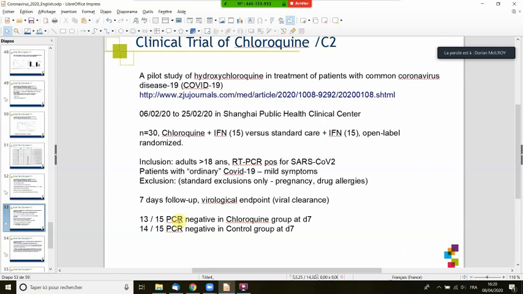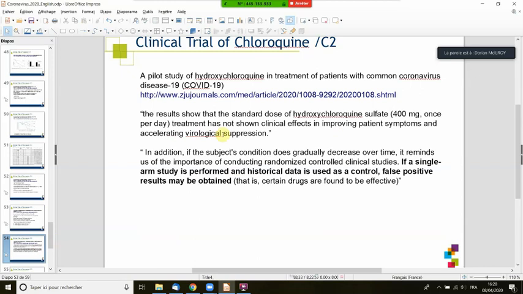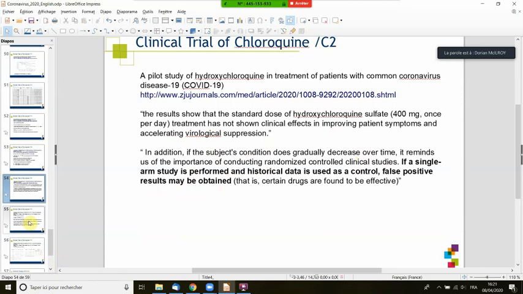13 out of 15 patients in the chloroquine group became negative for PCR, 14 out of 15 negative in the control group. So no effect. And here is the kind of comments from that paper: it has not shown clinical effects in improving patient symptoms and in accelerating virological suppression. And if the subject's condition does gradually decrease over time, that means they get better over time even with no treatment, it reminds us of the importance of conducting randomized controlled clinical studies. So if you just have a single arm study, then you might get a false result. That is, you think your drug is effective but you just haven't tested it properly, because most patients in your group are going to get better anyway. So that's kind of a warning here.